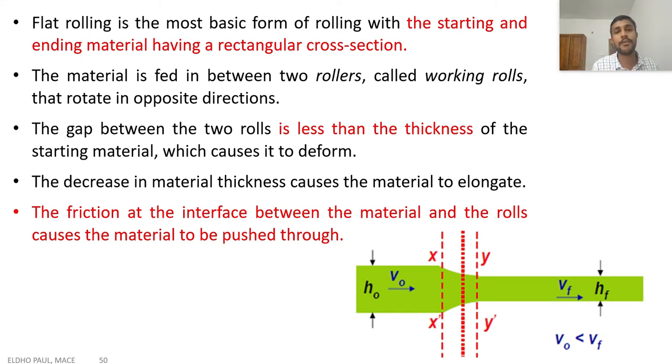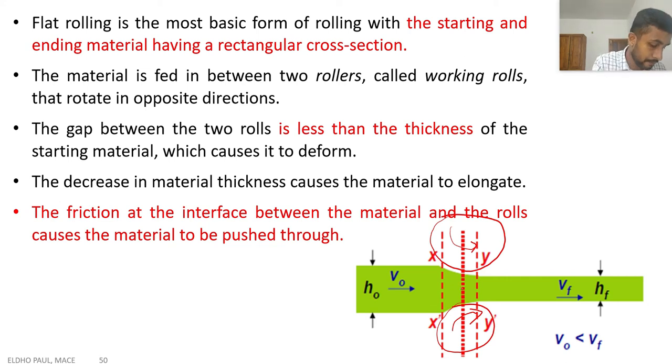But in case of flat rolling process, we are considering only flat rolling process for the analysis. Here in this analysis, we consider that the rectangular cross section is used for the analysis. Okay, and the material is fed between the two rollers, that is called working rollers. So here we have two working rollers, which are rotating in the opposite direction. The gap between the two rollers is less than the thickness of the starting material, which causes deformation.